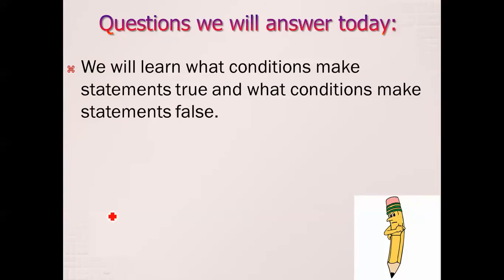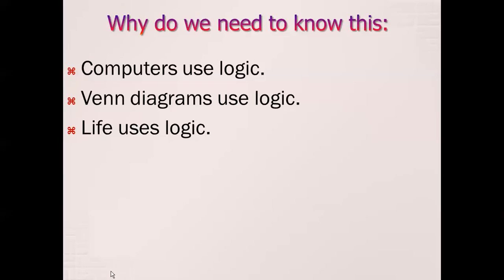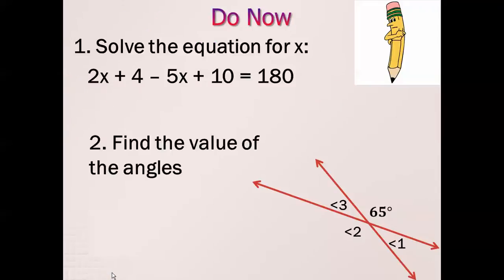Alright, the questions we're going to answer today. We will learn what conditions make statements true and what conditions make them false. Turn this into your essential question. It goes under your title and date in your Cornell notes. Why do we need to know this? Because computers use logic, Venn diagrams use logic, and you're going to use logic in your life.